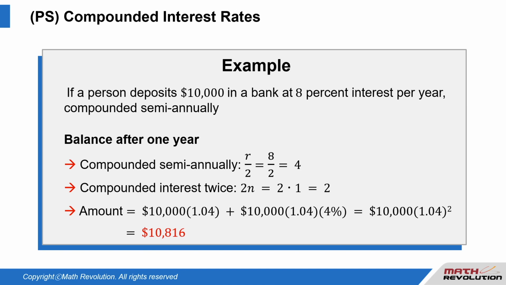Now, you've compounded interest twice, so 2 times N equals 2 times 1 equals 2. Thus, amount equals 10,000 times 1.04 plus 10,000 times 1.04 times 4%, equals $10,000 times 1.04 squared, equals $10,816.